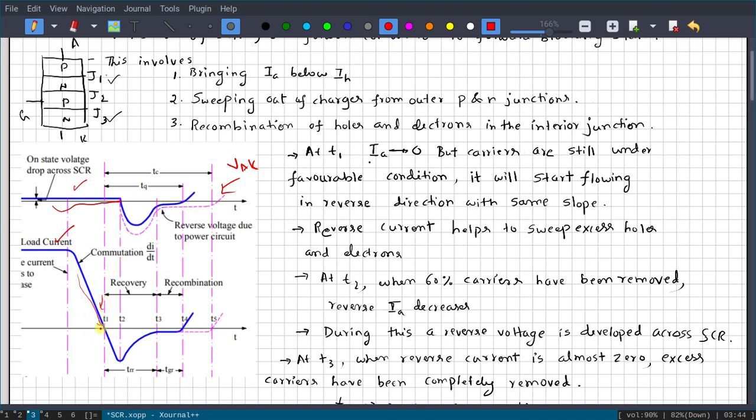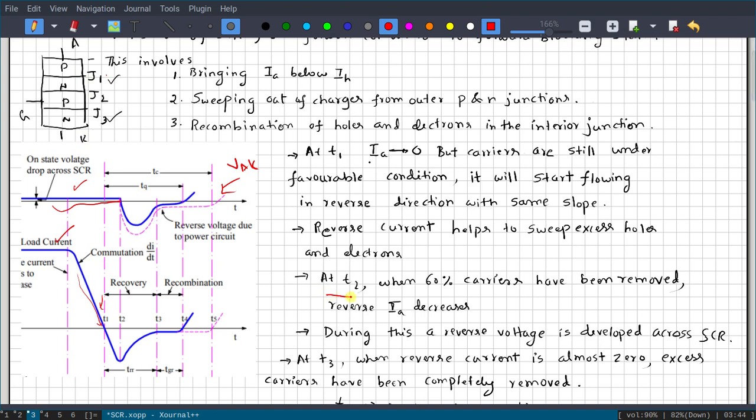So it is falling here. With the same slope, it will fall up to T2, because though the anode current has been brought back below IH, carrier charges are still available in the J1 and J3 outer junctions. Because of that, it will still be conducting with the same slope. So in the reverse direction also you will see current. This reverse current helps to sweep out all those extra holes and electrons which are present in J1 and J3.